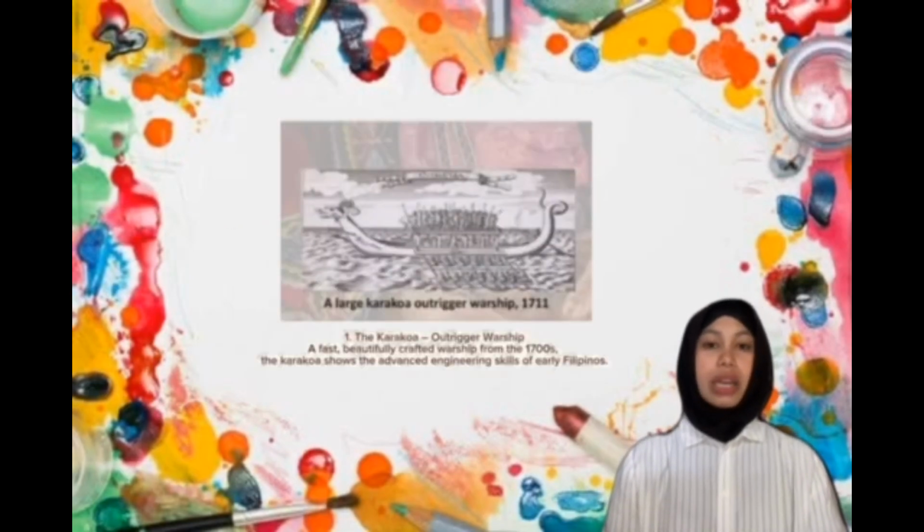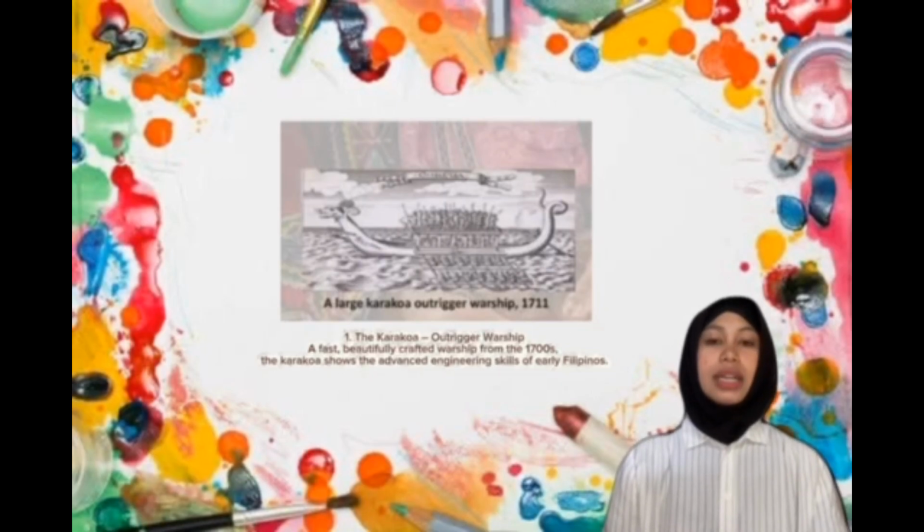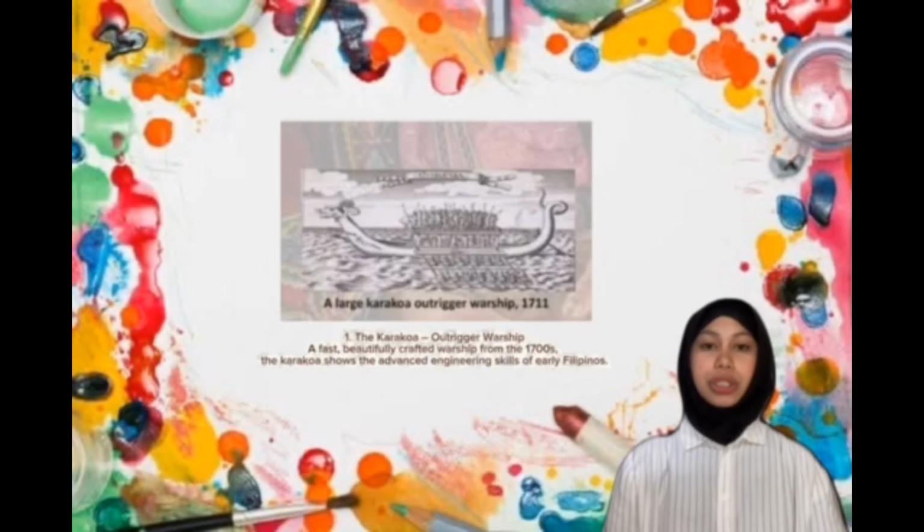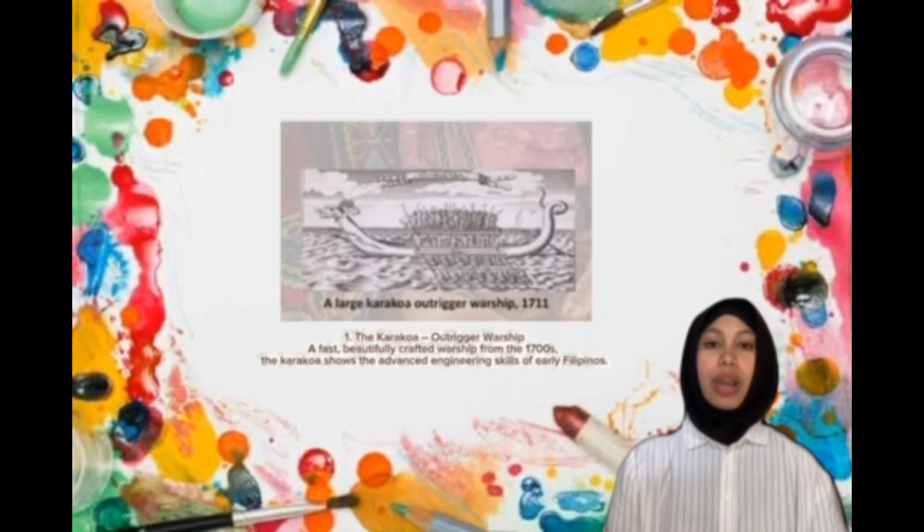First, we have a large Karakoa, a treasure warship of 1711. The Karakoa is one of the finest examples of early Philippine maritime engineering. This warship is known for its speed, balance, and elegant design. It was used in warfare and coastal expeditions, and it showcases the advanced boat building skills of our ancestors.